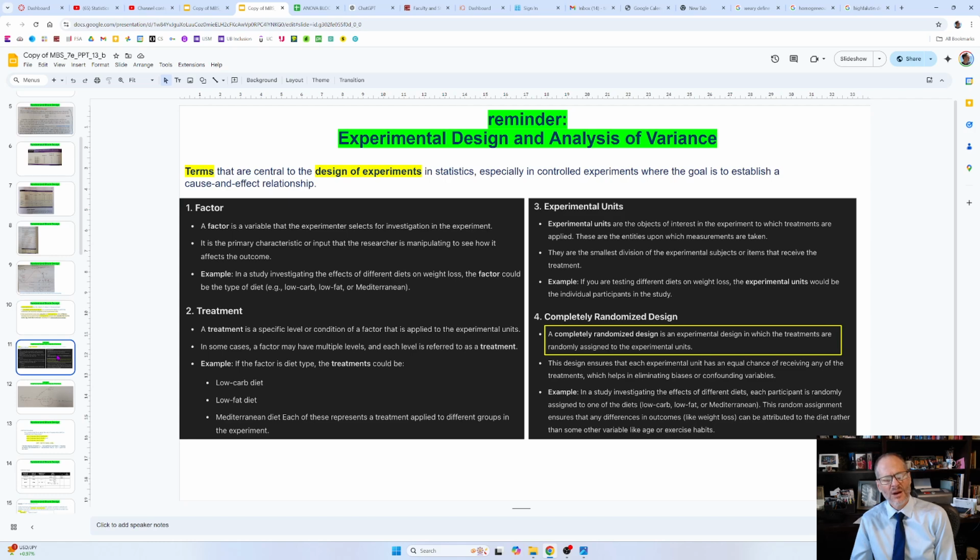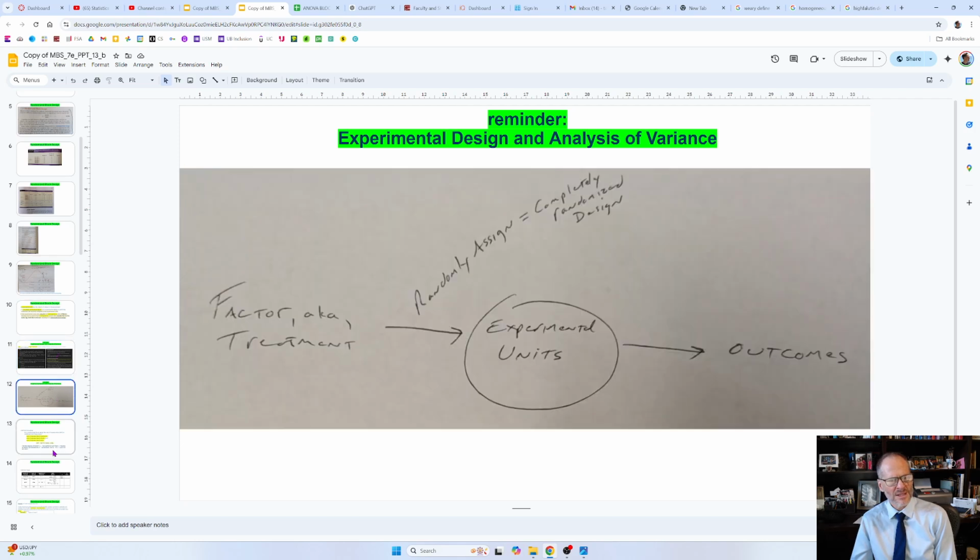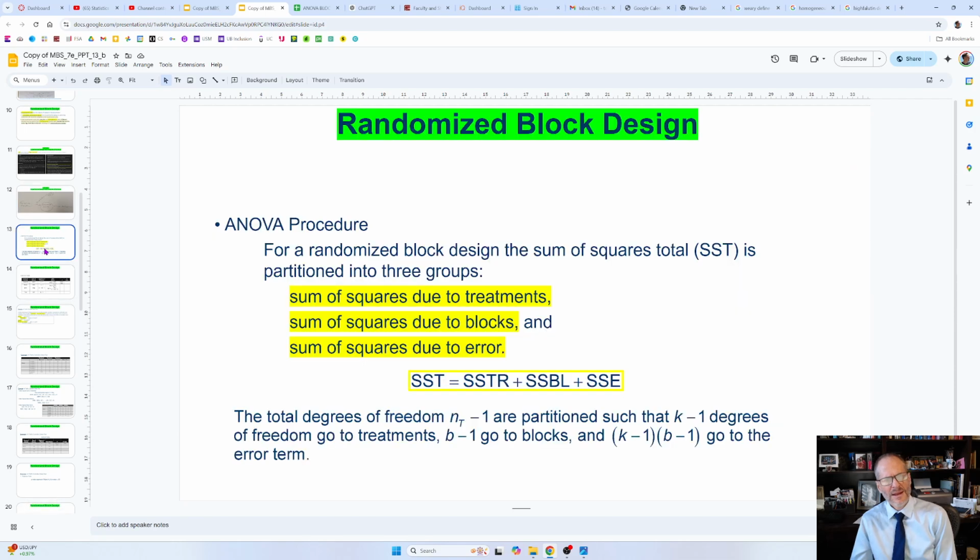Here's how ChatGPT explains factors, treatments, experimental units, and completely randomized design, and there's that cool picture we already looked at. ANOVA procedure. For a randomized block design, the sum of squares total is partitioned into 3 groups: treatments, blocks, and errors. And there's that formula that we talked about in the previous video. The total degrees of freedom, nt minus 1, are partitioned such that k minus 1 degrees of freedom go to treatments, and the treatments are going to be your numerator, and b minus 1 go to blocks, and k minus 1 times b minus 1 go to the error term. Good luck figuring out what B is.